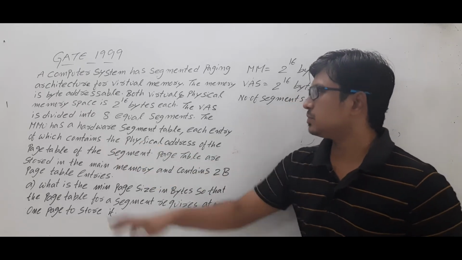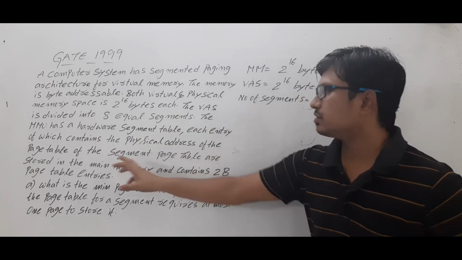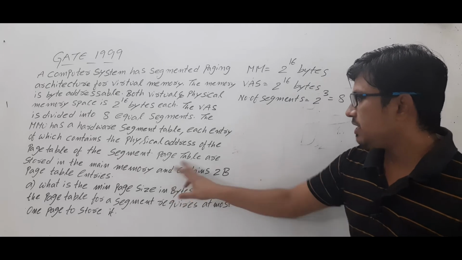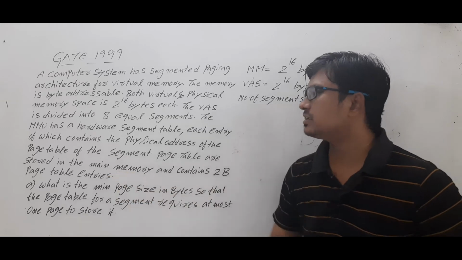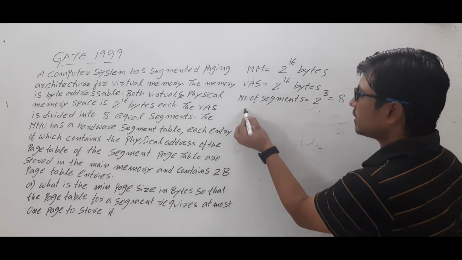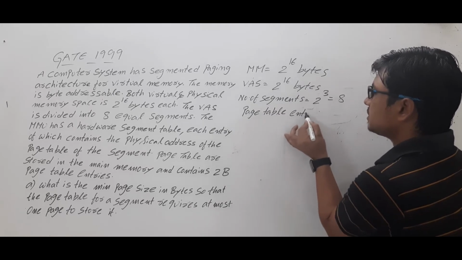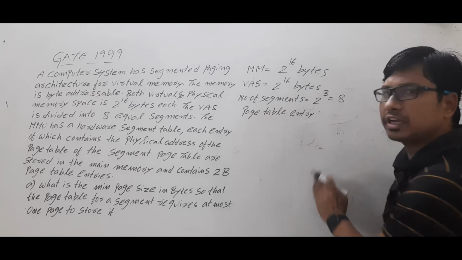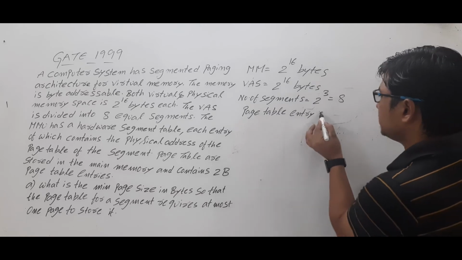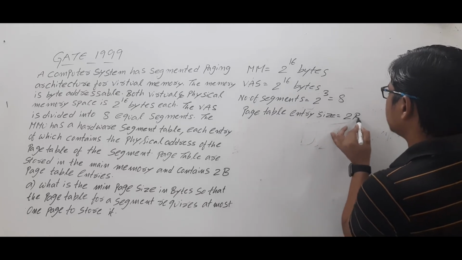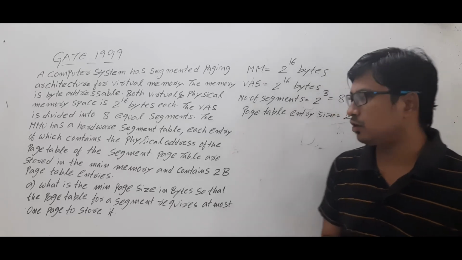And the memory management unit has a hardware segment table. Each entry consists of the physical address of the page table of the segment. Page tables are stored in the main memory, which we have also discussed, and contain 2 bytes per page table entry. So they have given the page table entry size. We have discussed that the page table entry consists of the frame number, present or absent bit, cache enabled bit. All of this size they have given as 2 bytes, which is nothing but 16 bits to store the frame number and other optional bits.